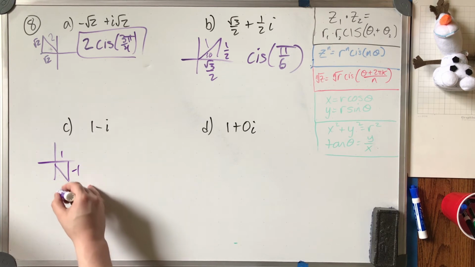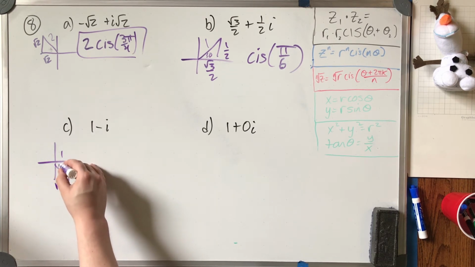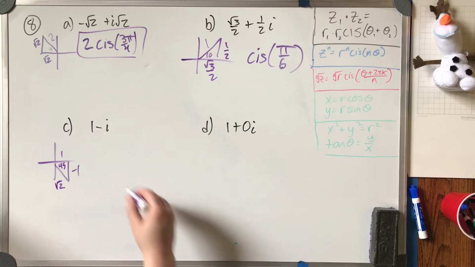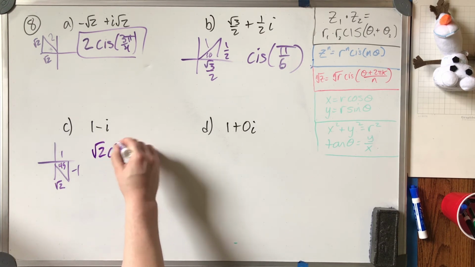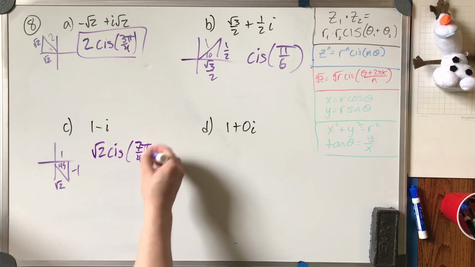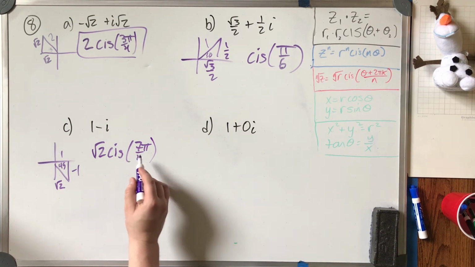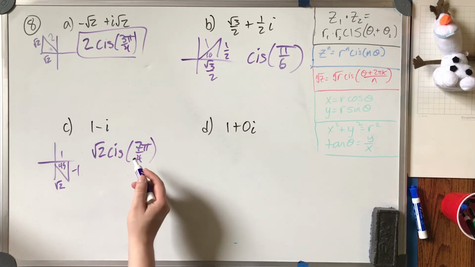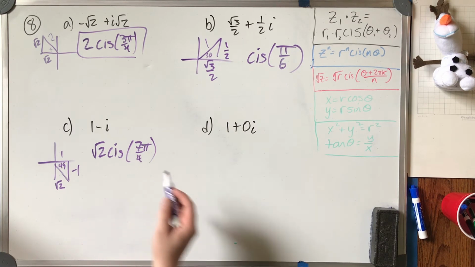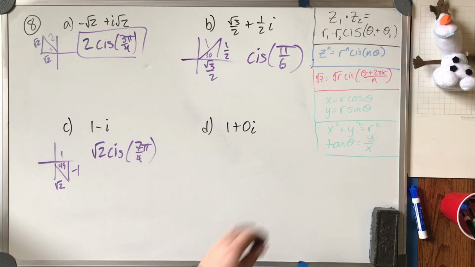So recognizing this as a 45, 45, 90, radius is going to be square root of 2. So I have square root of 2 kiss 7 pi over 4. Now just to remind you that we really prefer these things to be positive radiuses and positive angles, and I'm like 95% sure that by definition they have to be that way for it to work nicely with all of our formulas over here.